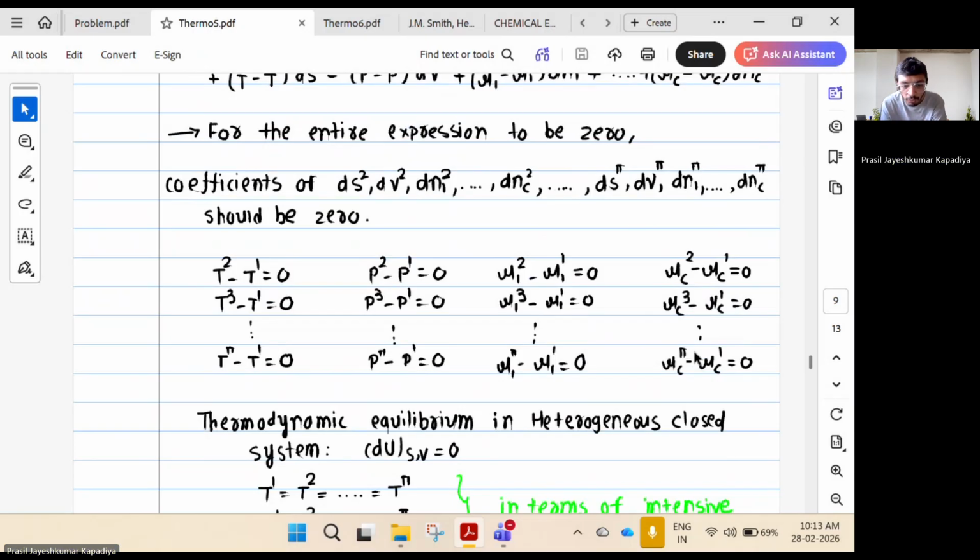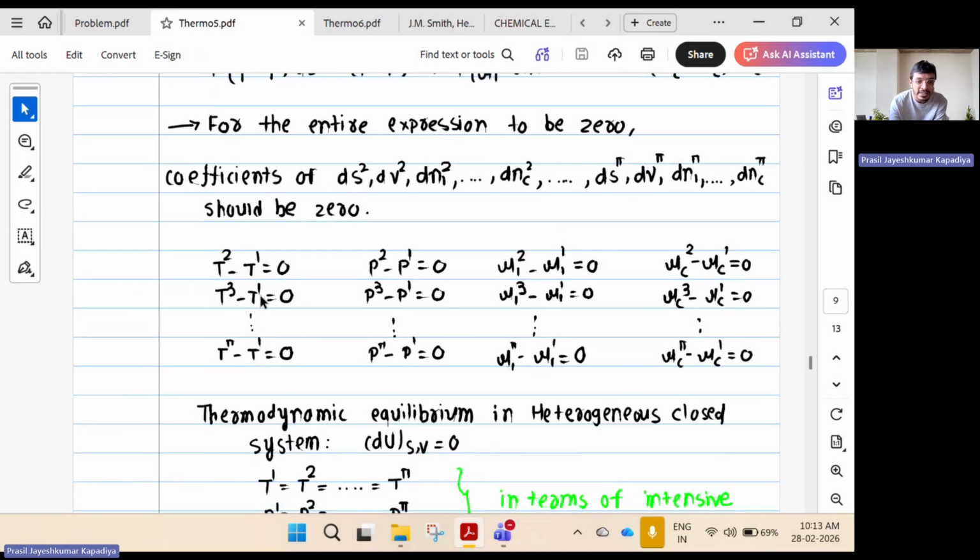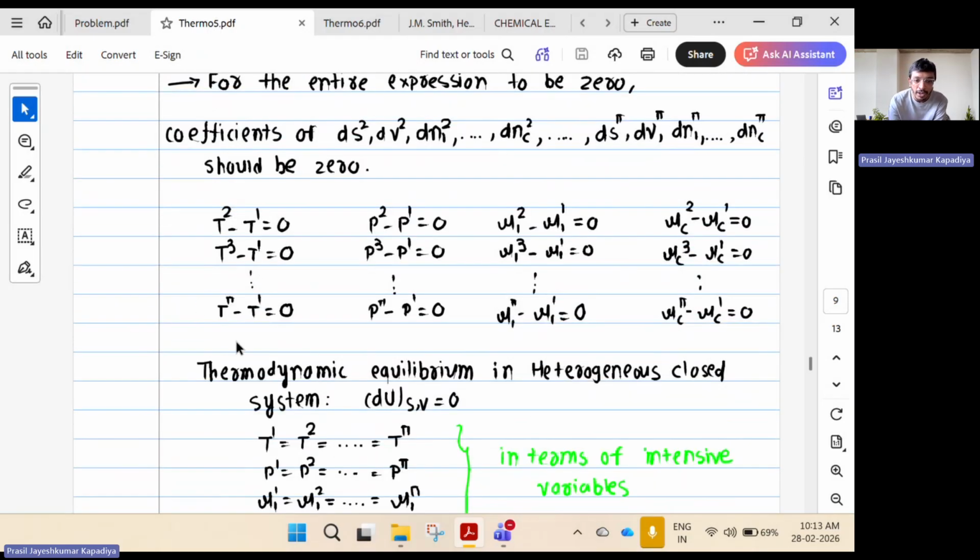Now, what do we get from here? This dU equal to 0. So what do we get from here? We get that T1 is equal to T2 is equal to T pi. What can we write from here? T2 is equal to T1, T3 is equal to T1, and T pi is equal to T1. So what can we write? T1 is equal to T2 up to T pi. So in all phases, temperature must be the same when it is in thermodynamic equilibrium.